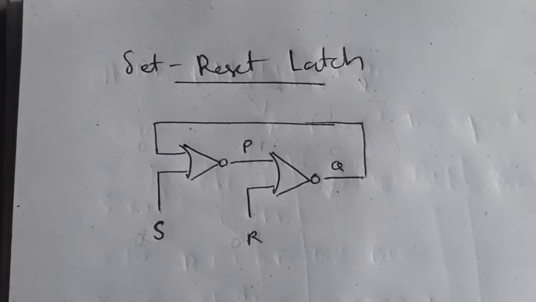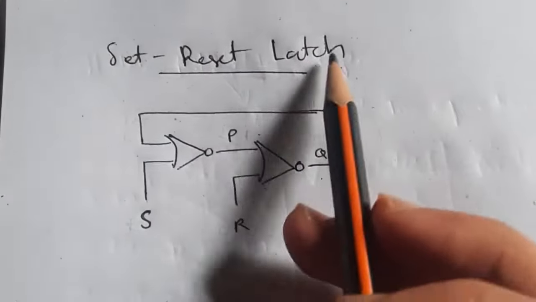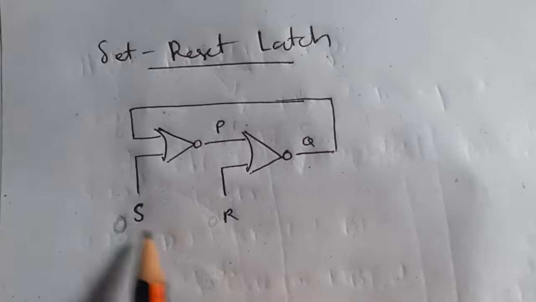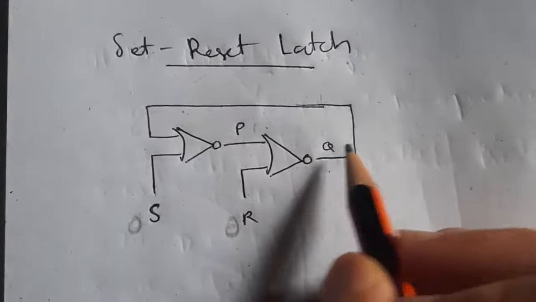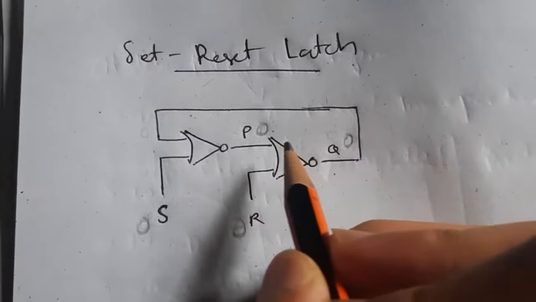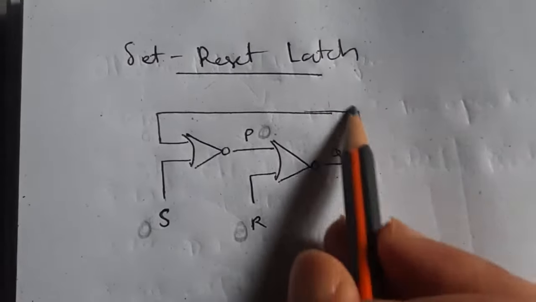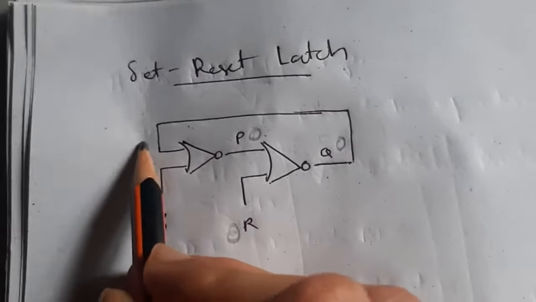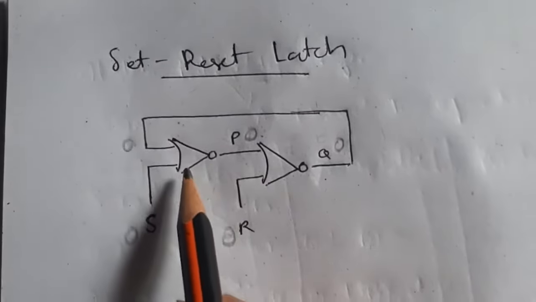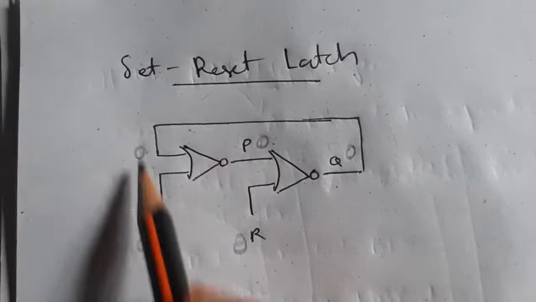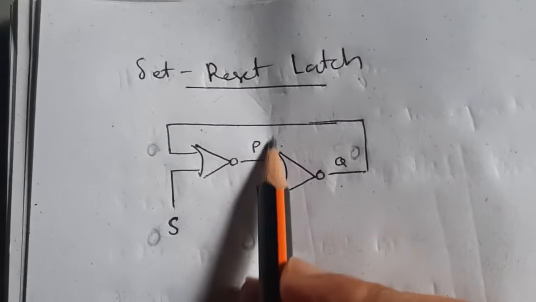A latch means holding a value. Okay, now a set-reset latch means it holds the value. Suppose that S is 0, R is 0. Here Q is 0 and P is 0. Suppose everything is 0. So if Q is 0, this will come here, it's connected with this, so this will be 0. The inputs which this NOR gate is getting are 0 and 0. The output will be 1, so P will become 1 here.